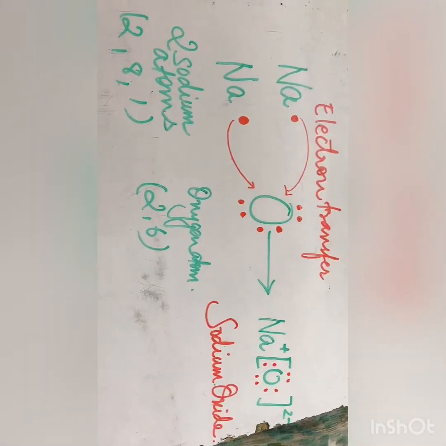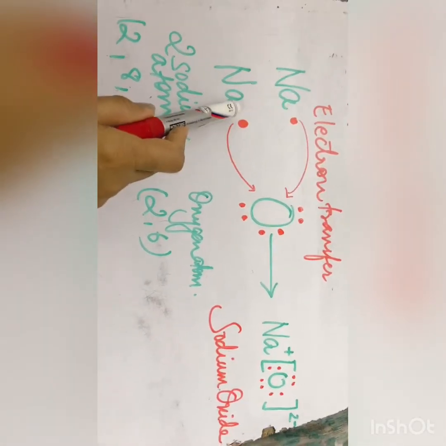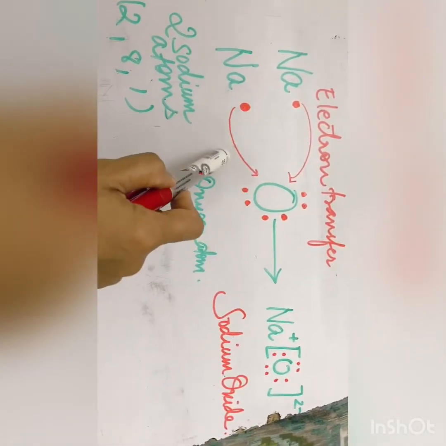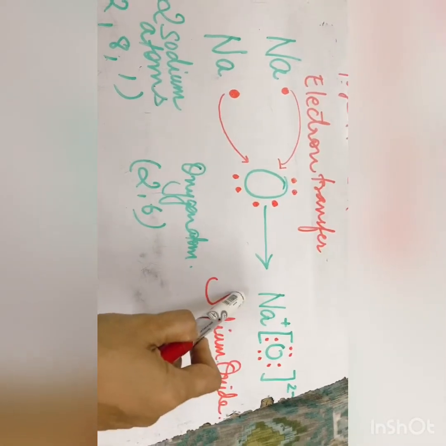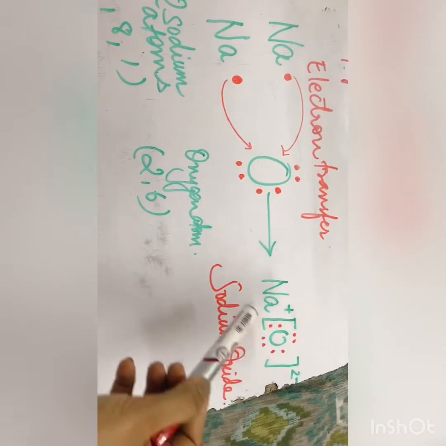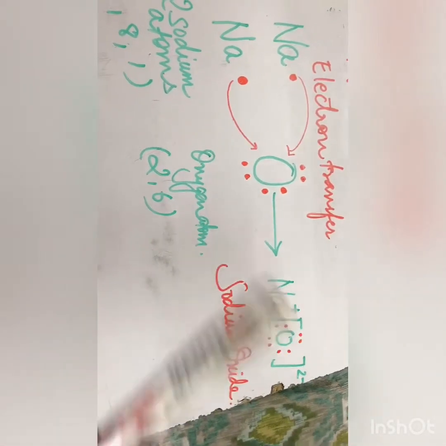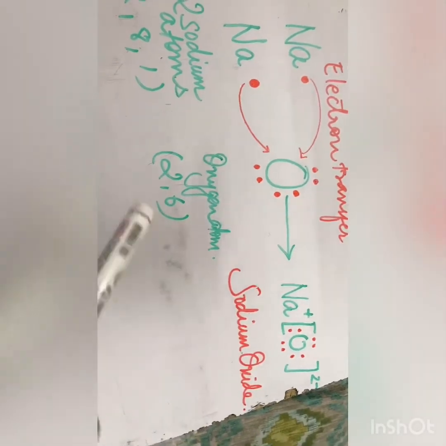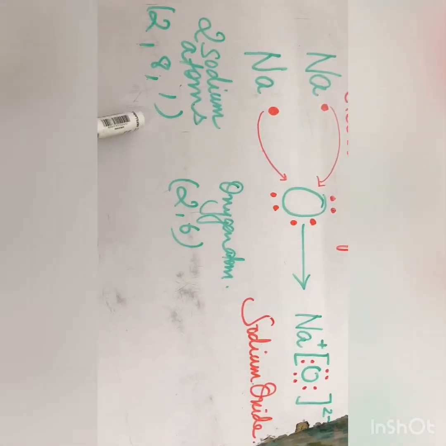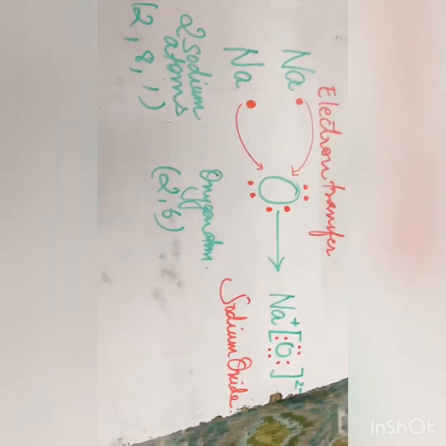See the diagram, students? 2 sodium atoms. From these 2 sodium atoms, oxygen has taken the electrons. Hence, sodium has gained a positive charge as it has donated, and oxygen has got a 2 minus charge because it has got 2 electrons, 1 from each atom of sodium. And here you see the electronic configuration is also written. So the formation of sodium oxide has taken place.